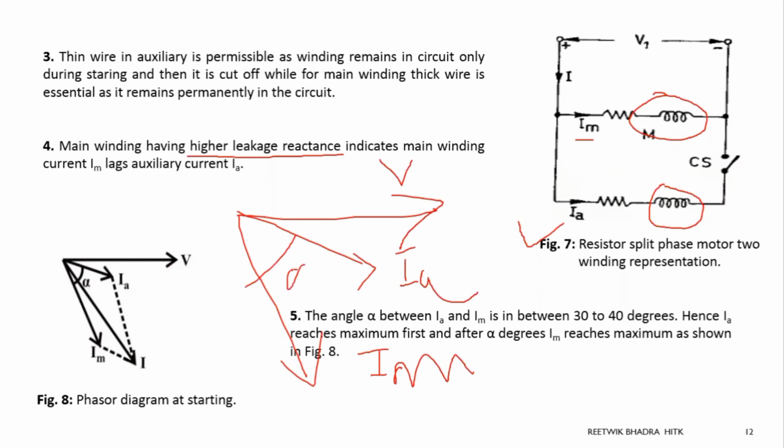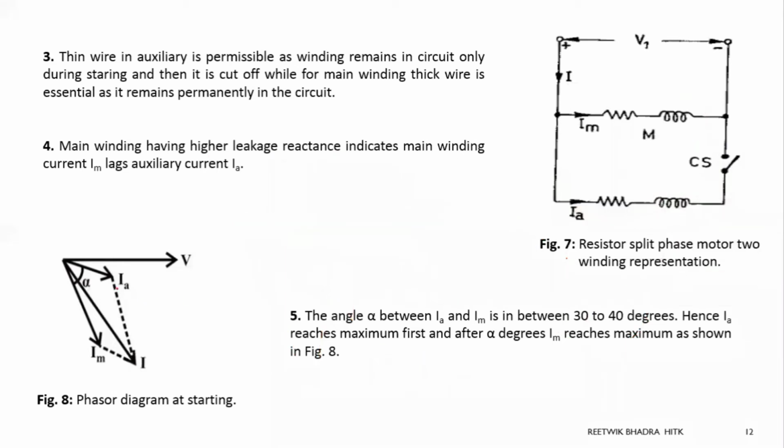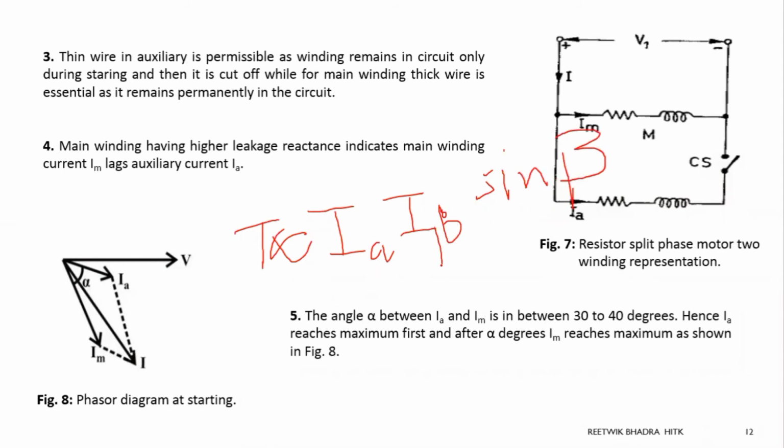The angle between them, you can consider it as alpha, beta, whatever you want. This angle for a resistor split phase motor is generally in the range of 30 to 40 degrees. Torque is directly proportional to Ia, Im, sin beta: the two currents and the angle between them.